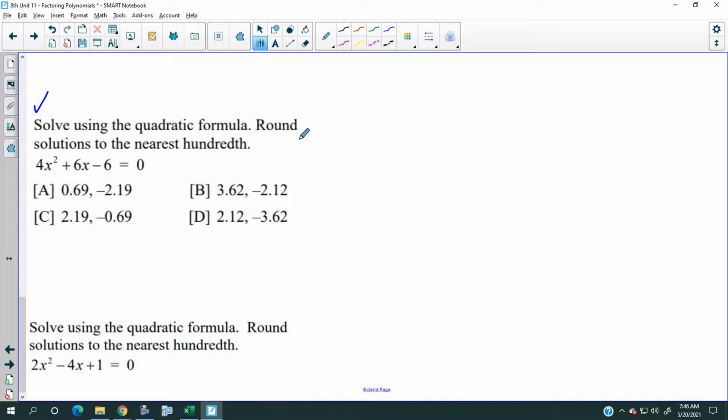Now, here I could technically factor out the greatest common factor, which is 2. I'm going to choose not to do that. So let me rewrite the formula again. Negative b plus or minus, in parentheses, b squared minus 4ac, over 2a. So a is 4, b is 6, c is negative 6.